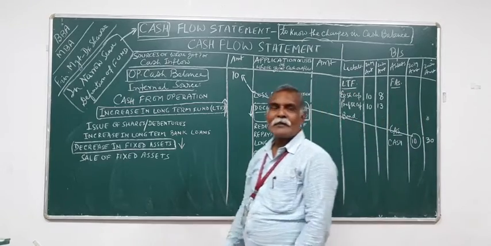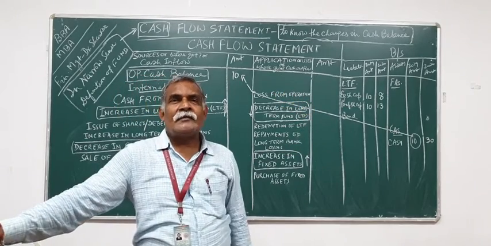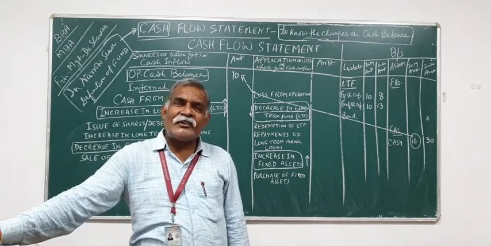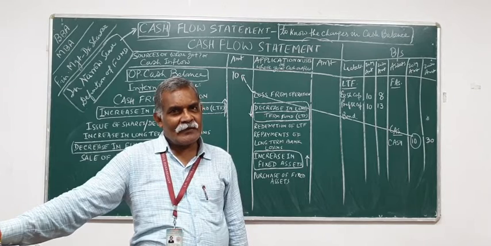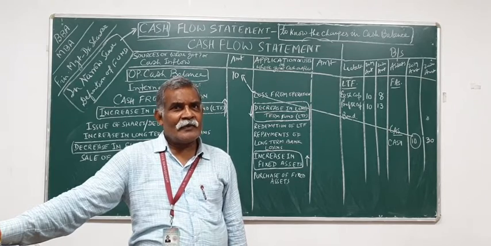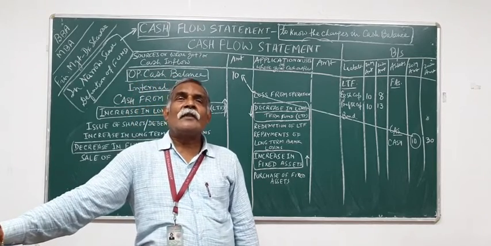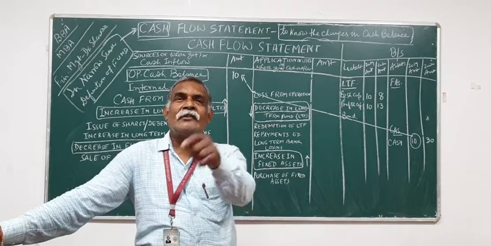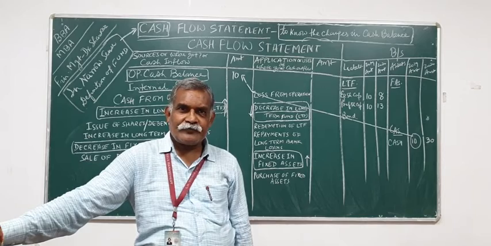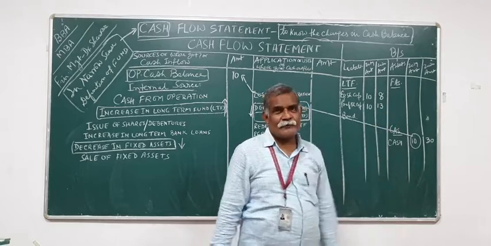Now you tell me, in the case of equity share capital, which type of changes you observe in your balance sheet? Equity share capital is increasing or decreasing? Increasing. Raise your hand. Equity share capital is increasing or decreasing? Write the answer in your comment box in Facebook or YouTube. Equity share capital is decreasing, 10 to 8.